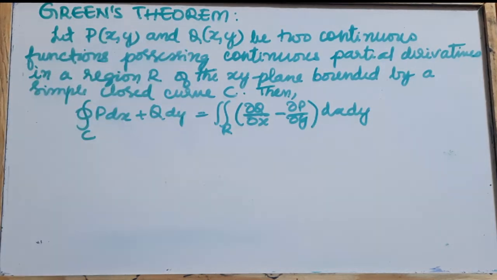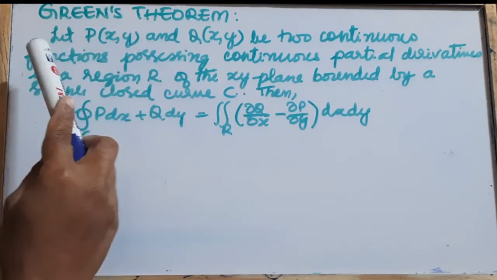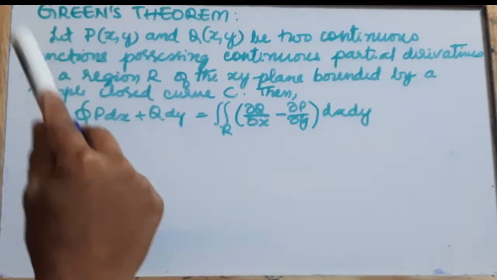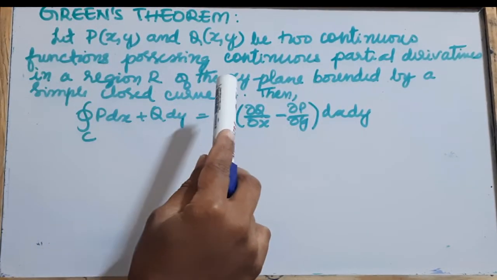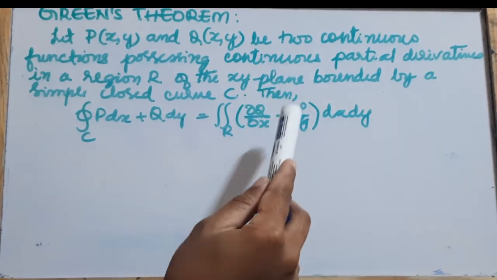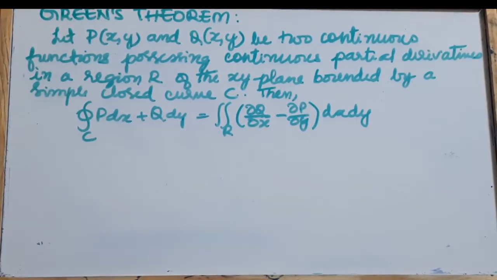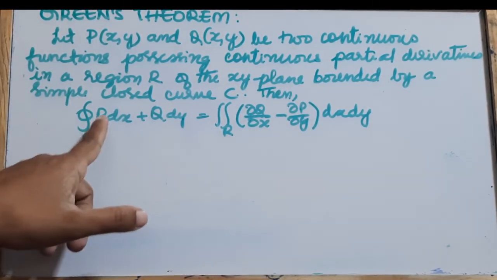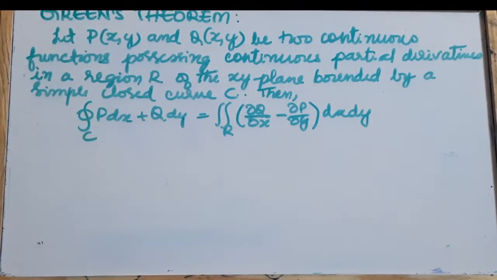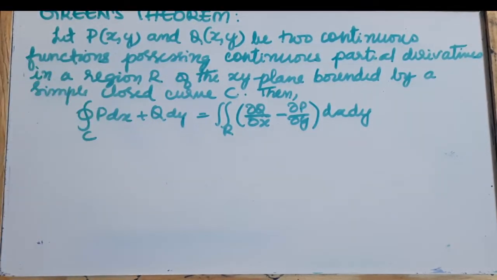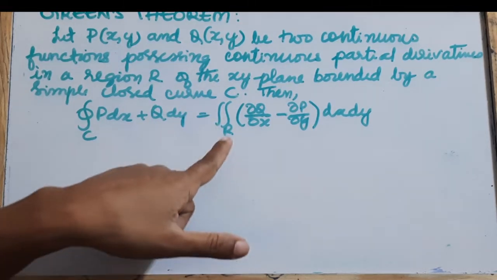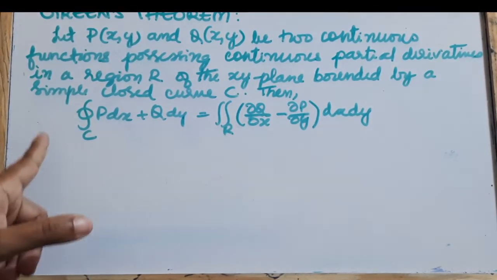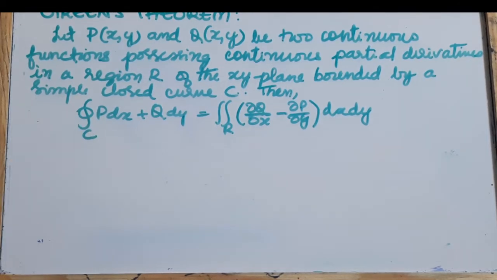Let P of x, y and Q of x, y be two continuous functions possessing continuous partial derivatives in a region R of the xy plane bounded by a simple closed curve C, then this equivalence will hold for us. First of all, we want P and Q to be continuous functions. They should have continuous partial derivatives, that we will see why it is necessary, and be over the region R whose boundary is the simple closed curve C.